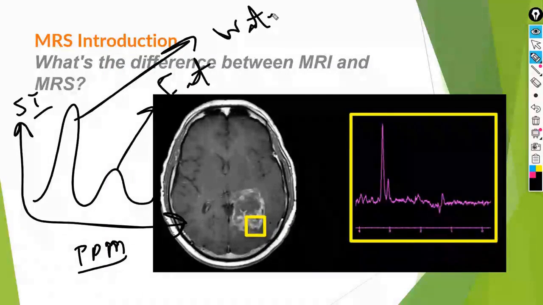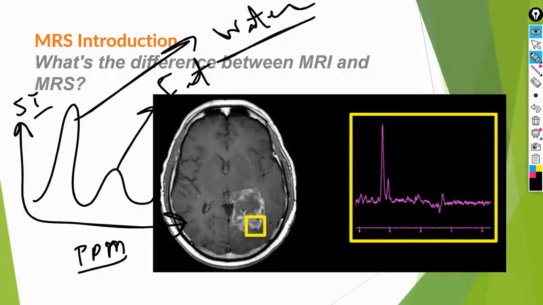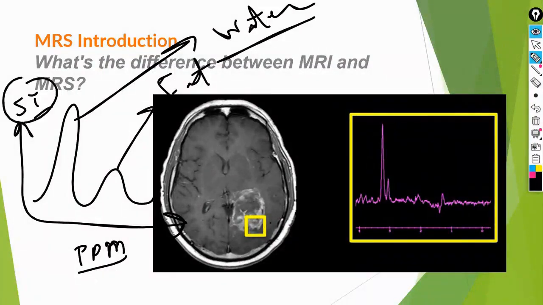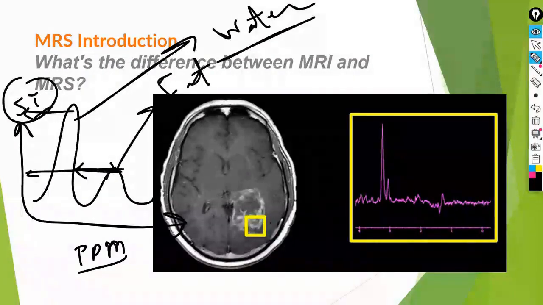So which one has a higher signal intensity, fat or water? The signal intensity of water is higher than that of fat. Great, but there is a difference between the two. What does that mean? The difference is what I call the chemical shift that we talked about earlier. So this difference is called the chemical shift.